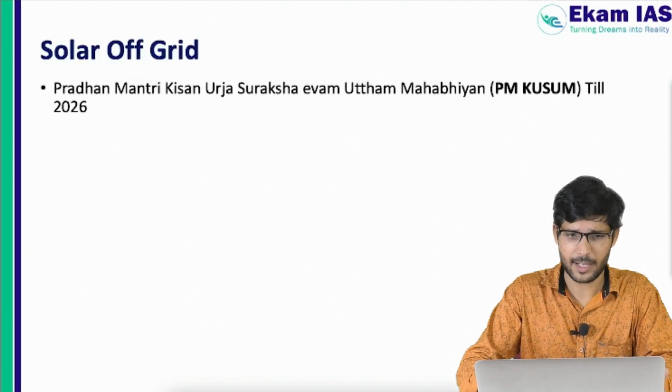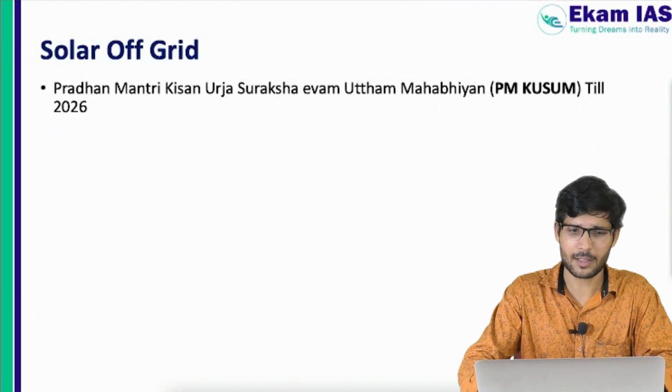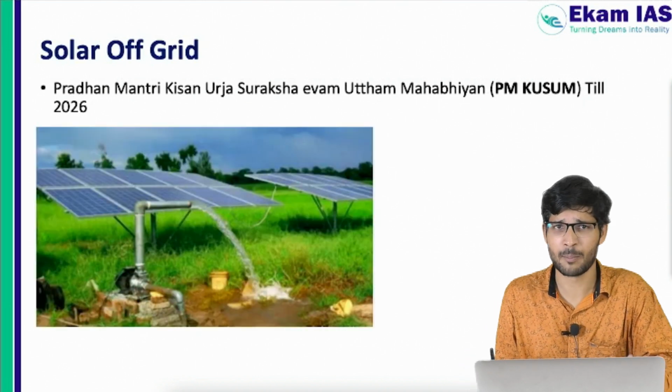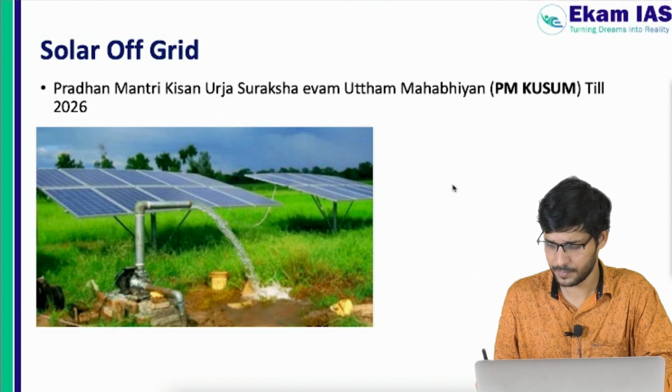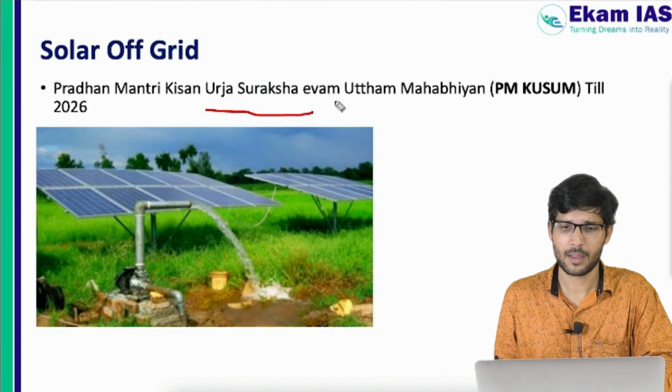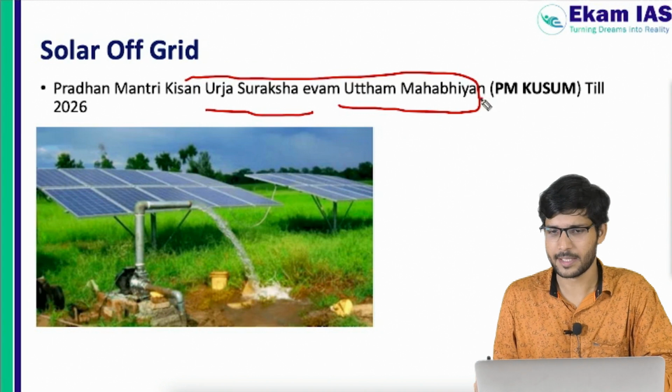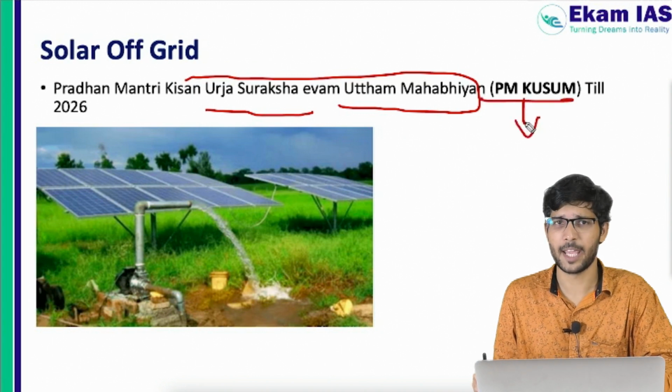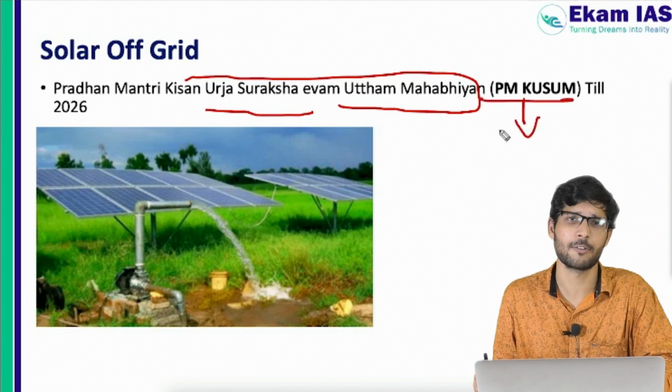So now we will be discussing non-grid connected, that we call off-grid connection. That is solar off-grid. Under this there is one important scheme called PM Kusum. That is Pradhan Mantri Kisan Urja Suraksha Evam Uttam Mahabhiyan. This is the full form of the scheme, and it is called PM Kusum. This is frequently in the news, so this is very important for prelims.